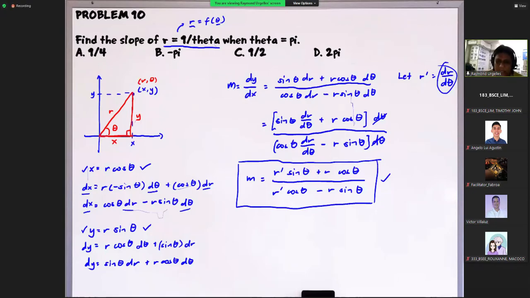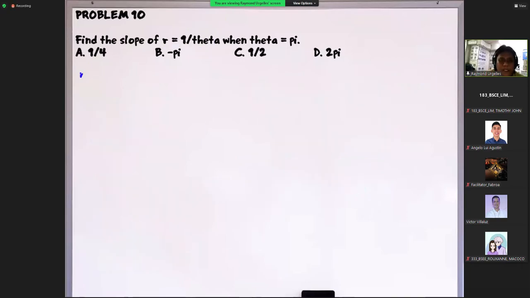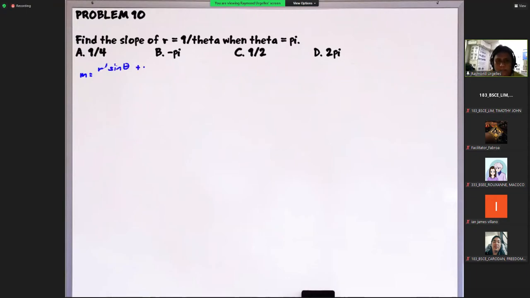So then, let me rewrite this whole thing. No? Okay. So burahin ko na to. Sa akin ito yung nakuha natin na direct formula. So we have r prime sine theta, plus r cosine theta, diba? Divided by r prime cosine theta minus r sine theta. Okay, so yun yung direct formula natin.